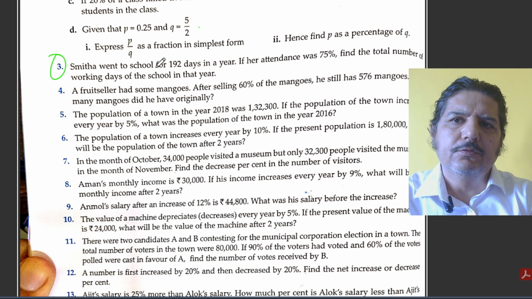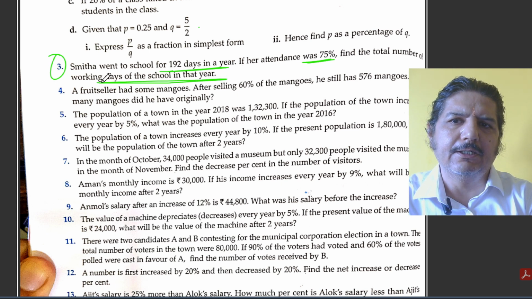So first, Smita went to school for 192 days in a year. If her attendance was 75%, find the number of working days of the school in that year.